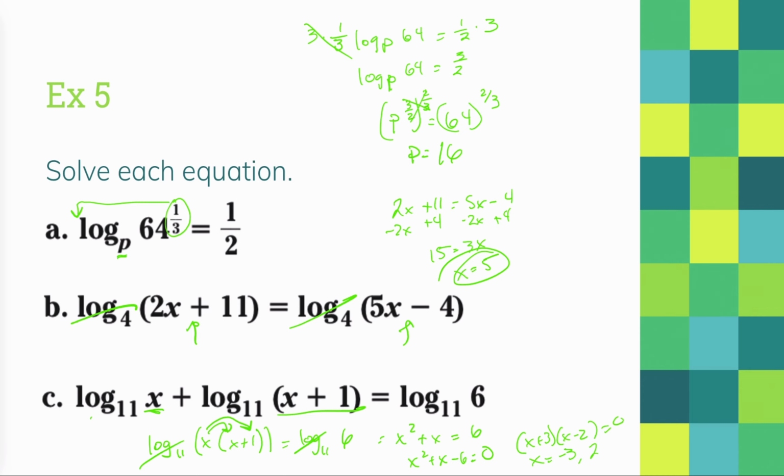Again, check. If I plug x equals -3 in here, I am going to get log base 11 of -3. So this is an extraneous solution. The only solution is x equals 2.